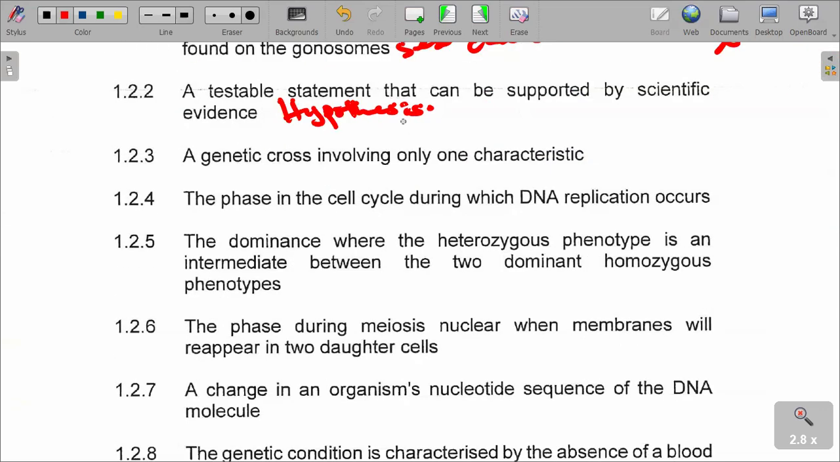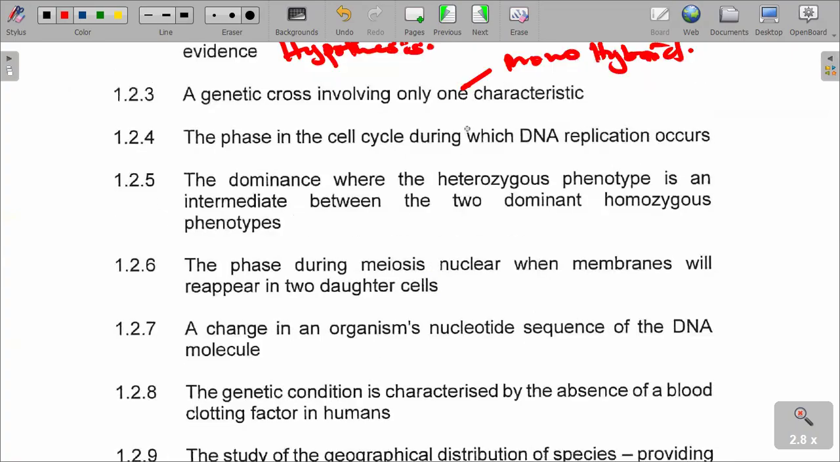And then a genetic cross involving one characteristic, we say that one means what? Mono. So it is called a monohybrid. I'm sure you still remember that mono means one, and the opposite of mono is what? Dihybrid crosses. You remember, we did the dihybrid crosses again. Just look also on the channel. You shall find that these are also clearly given there.